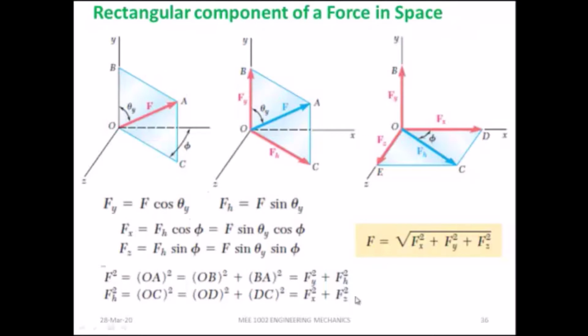Okay, so now OD square is Fx square, and CD square or DC square is Fz square. Now this F square can be substituted here. So we get F equal to under root Fx square plus Fy square plus Fz square. So we get the magnitude of the force by just squaring the components and summing them up under the square root.